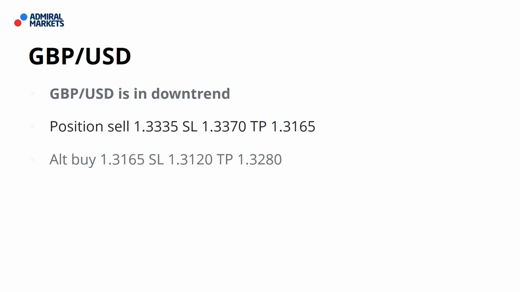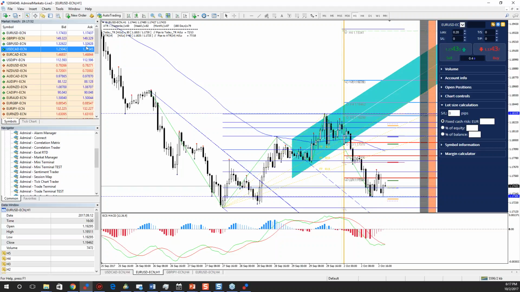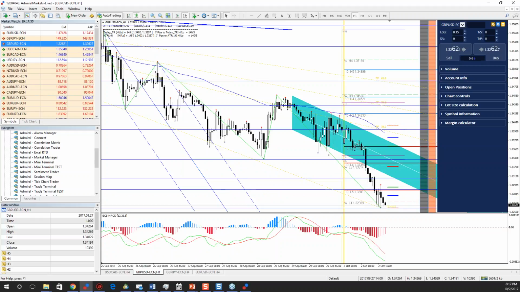Pound dollar uptrend, also downtrend, sorry. The pound just started to drop before the Bank of England. So it started to drop, and we have two possible positions. 33.35 possible sell, and buy around 31.65. So 33.35 possible sell. Let me show you the chart. 33.35. You see, guys, what's going on here.